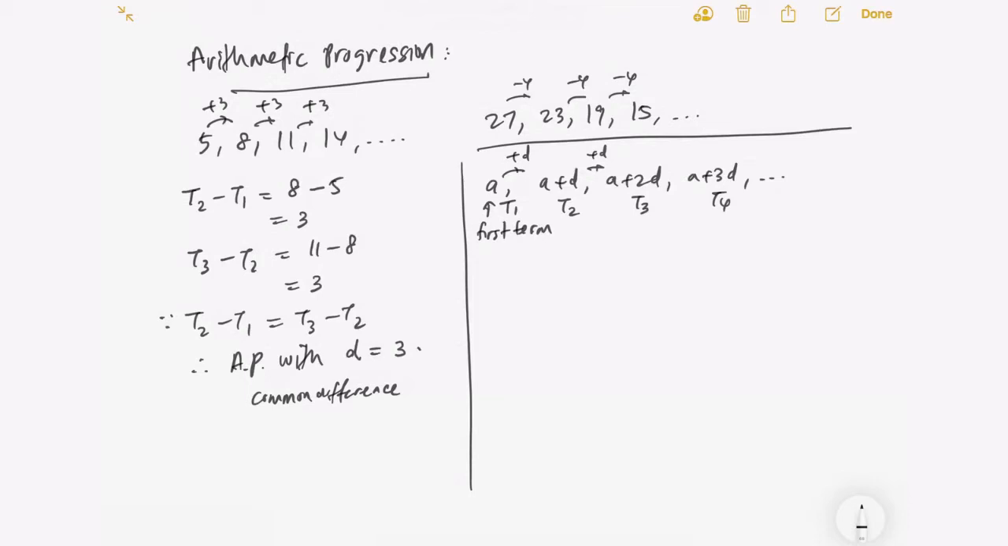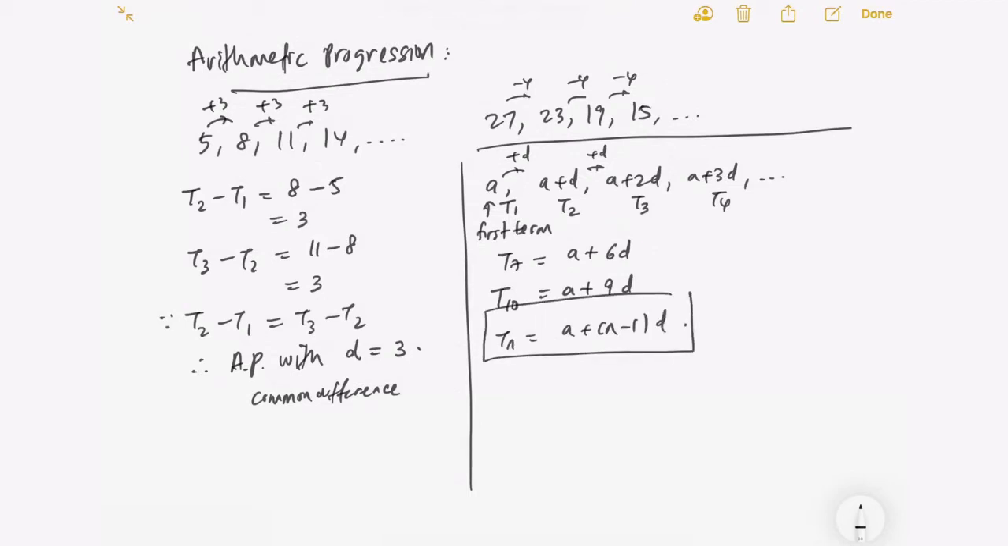Now, notice for the first term you have 0d, second term you have 1d, third term you have 2d, fourth term you have 3d. Basically, for example, if I want to find the 10th term, you start with a, then you need to add 9 times of d. You keep adding 9 of d, you get a plus 9d. If you want to find the 7th term with a, you increase by 6d to get to the 7th term. If I want to find the nth term, basically you have to plus n minus 1 d. So generally we say tn equals a plus n minus 1 d.